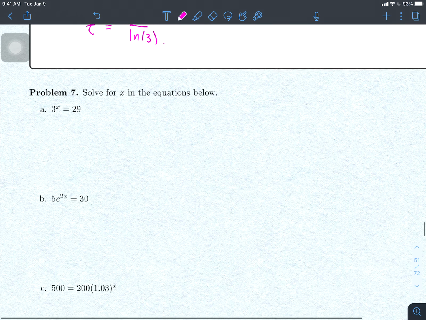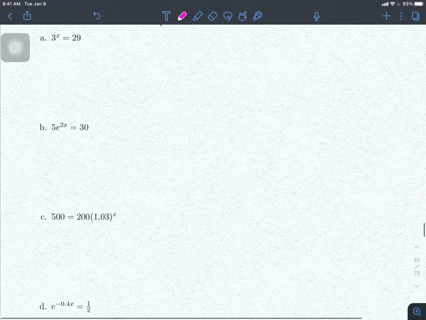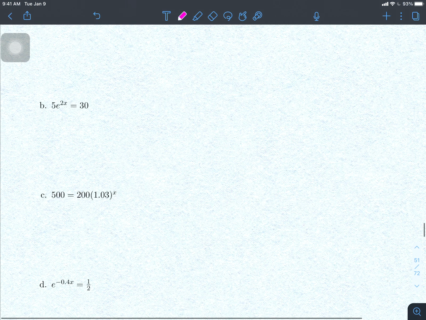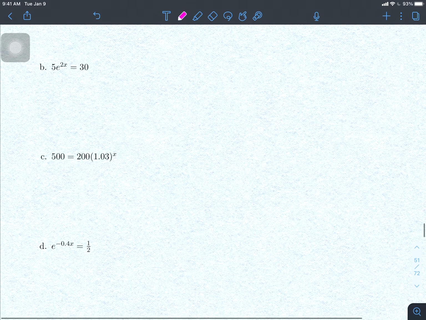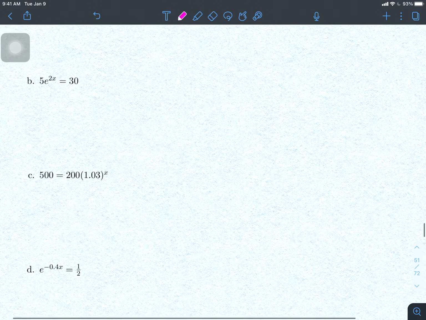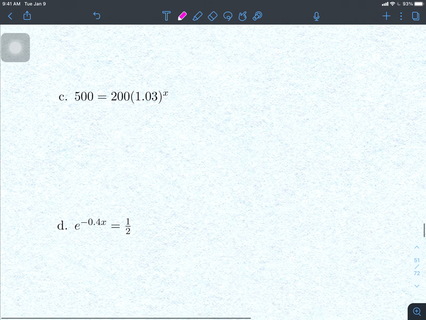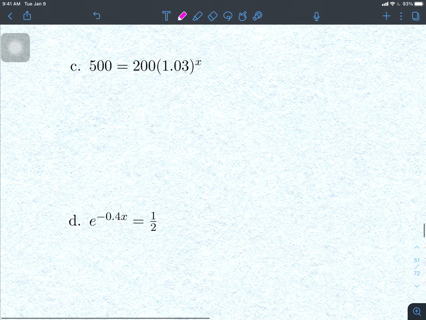Okay. So let's see if I can find a good example down here. Why don't we do, I don't know, C looks kind of complicated. Why don't we try C?